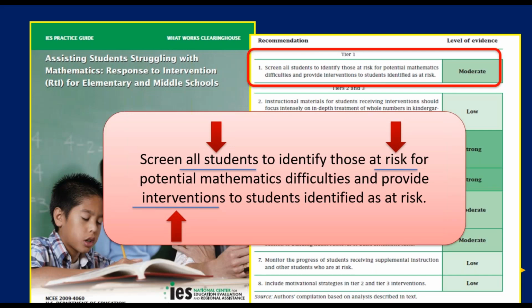This is an excerpt from an IES practice guide for supporting struggling math students, and it shows there's considerable evidence for using universal screening. I would point out that they encourage screeners are administered to all students. They're used to identify risk status to determine if interventions are needed. And it's not a diagnostic. So this isn't going to tell you exactly what to do to meet that student's needs, just that there is a need that has been identified.